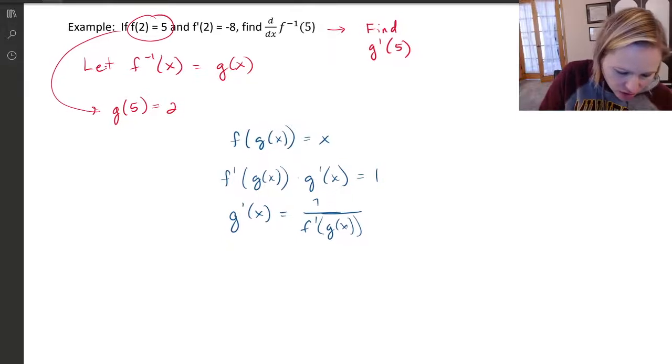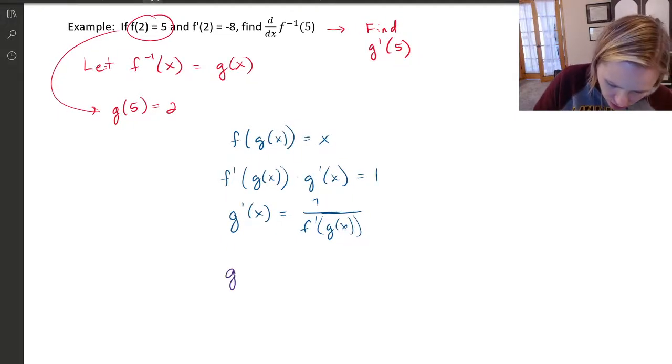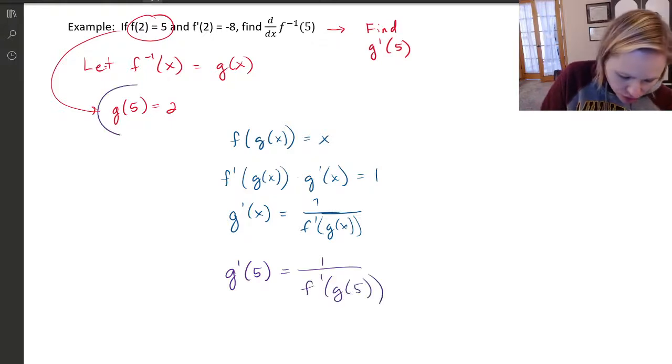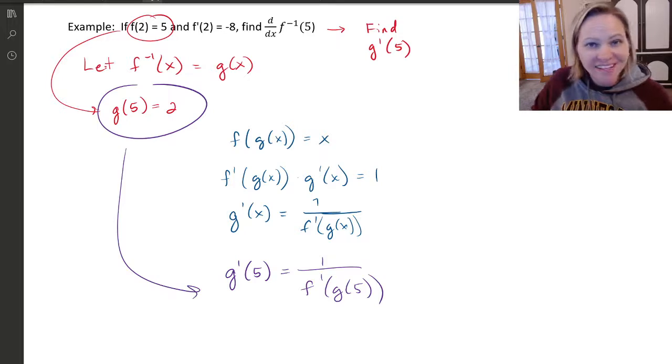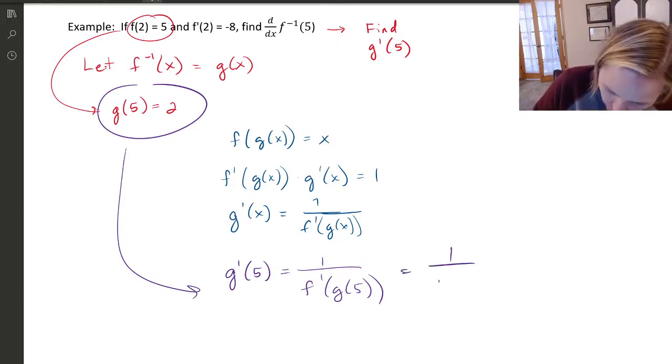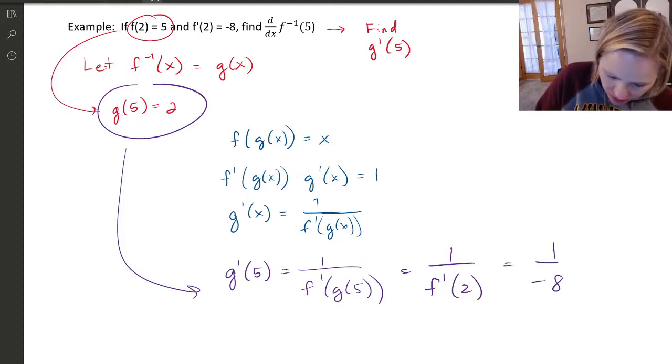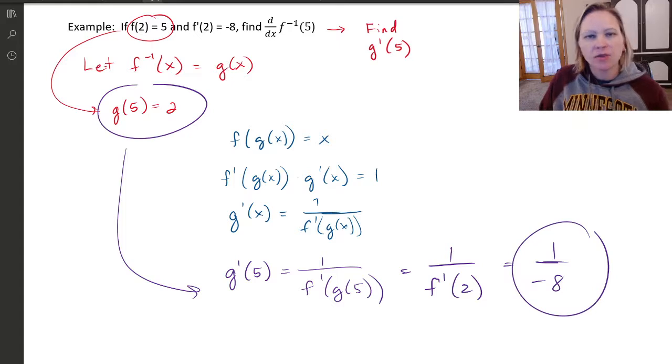So here we go. Let's plug it in. g prime of 5 equals 1 over f prime of g of 5. Boom, g of 5 is 2. That's why I make that statement. 1 over f prime of 2. And f prime of 2 should be given to me. So this is 1 over negative 8. Ta-da! There's my answer.